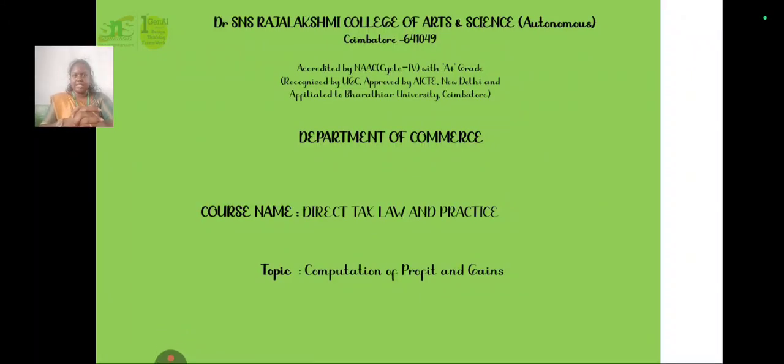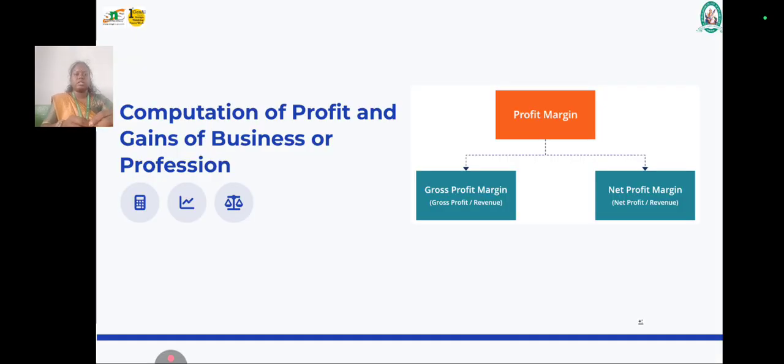So today we will see the lecture series on the subject Direct Tax Law and Practice, on the topic Computation of Profit and Gains. First we will see the profit margin. Actually, we have profit margin in every business or profession. Profit margin has two types: one is gross profit margin and another is net profit margin. In gross profit margin, we calculate with gross profit and revenue, while in net profit margin, we calculate with net profit and revenue.